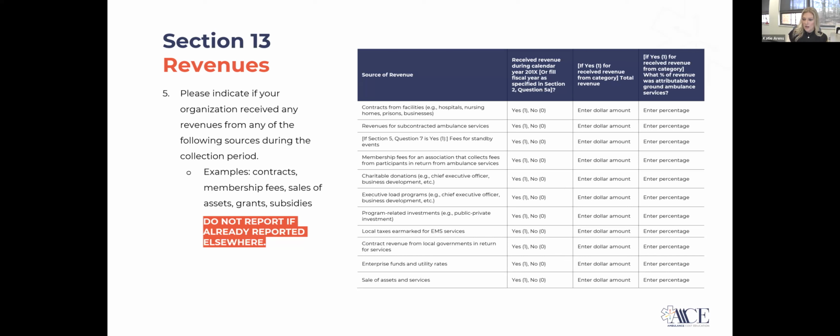Other revenues that are pretty common are like taxes that are earmarked for EMS services. So do you receive a subsidy to provide EMS services? This is where that revenue is going to be reported. Do you receive revenue for providing standby medical events, for providing education services? That revenue is all going to be reported specifically in the other revenues. And then common theme here, did you receive revenue from this source? Yes or no? What was the total revenue received during the collection period? And then what was the percentage of that revenue that was specifically attributed to ground ambulance services?